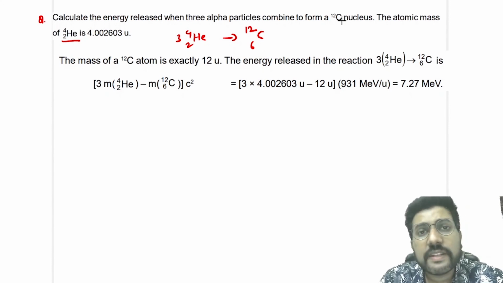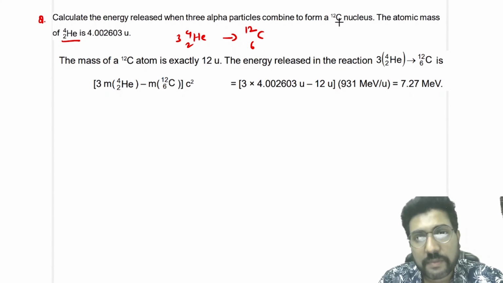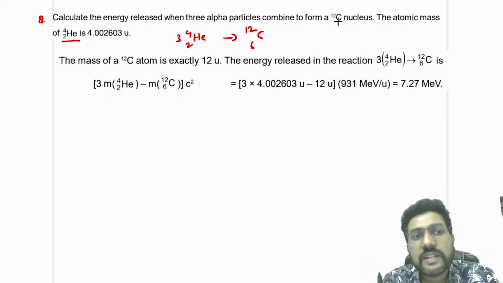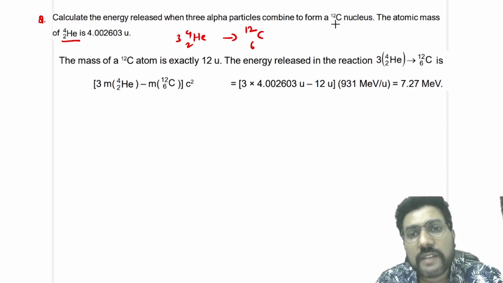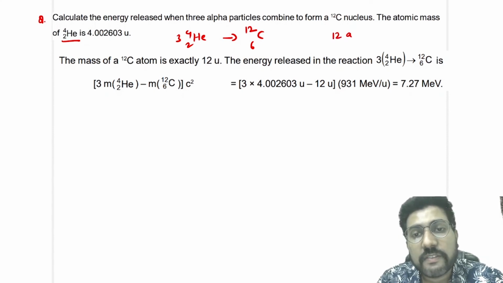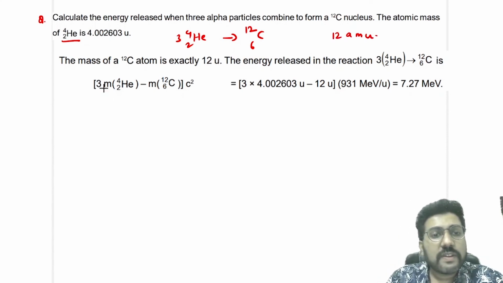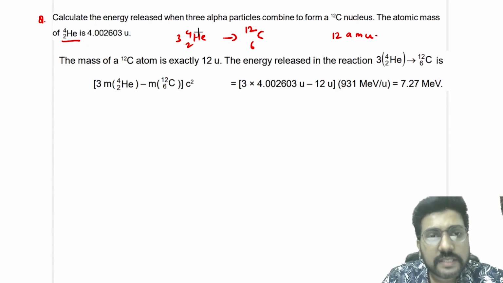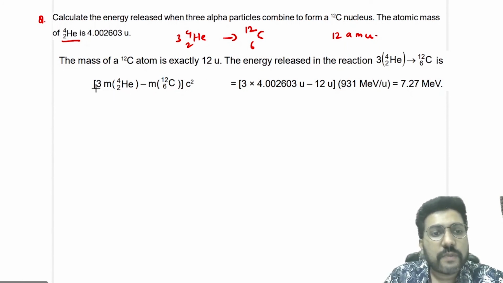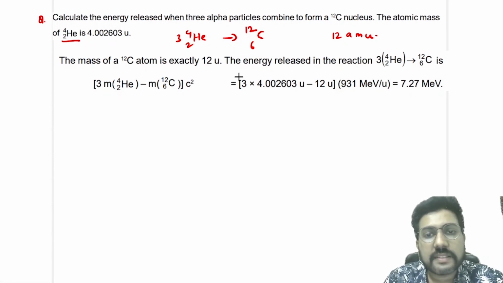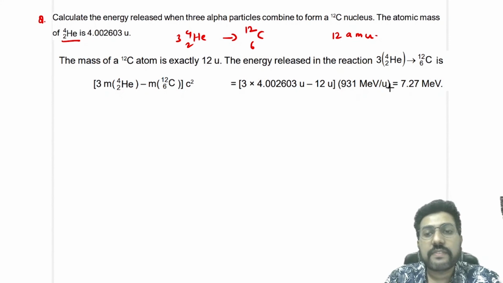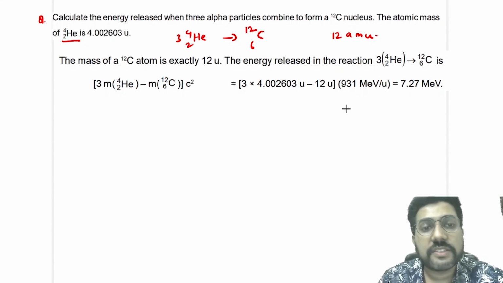Whenever they give you carbon, they will not give you the mass of the carbon, because the atomic mass unit is defined in terms of the mass of carbon only. So the mass of C12 is exactly 12 AMU. So what we will write here is 3 into the mass of helium minus the mass of carbon 12, into c square. So from this you will get 3 into 4.002603 minus 12, into 931.5. From this you will get approximately 7.27 mega electron volt of energy.